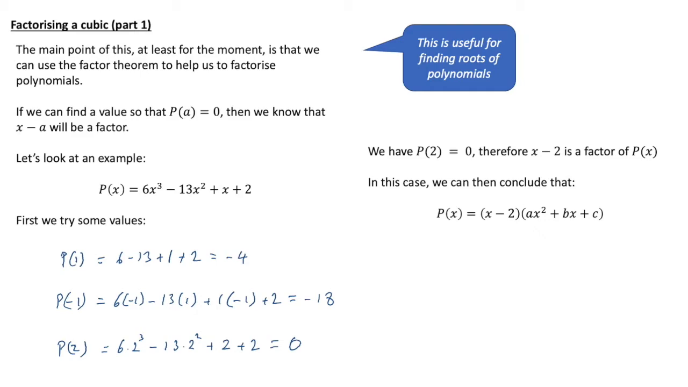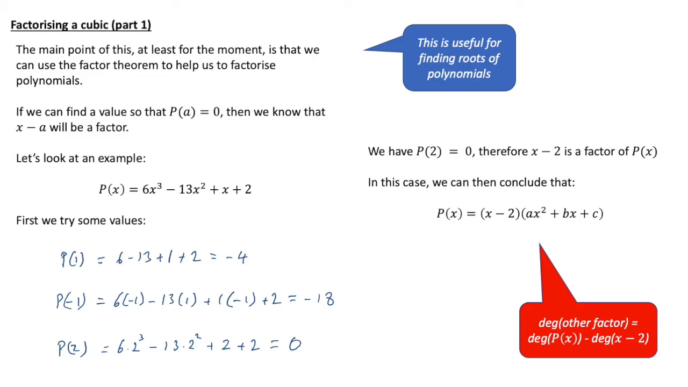Now we know it's a quadratic because the degree of our original polynomial is a cubic, so the degree is 3. And we know that when we multiply polynomials we add the degrees. So because x minus 2 has a degree of 1, that's the largest power of x is x to the 1, then the other factor must have a power of 2, because we need 1 plus 2 to give us our degree of 3. And there it is written down: the degree of the other factor is the degree of the original polynomial, take away the degree of our divisor, or our factor.